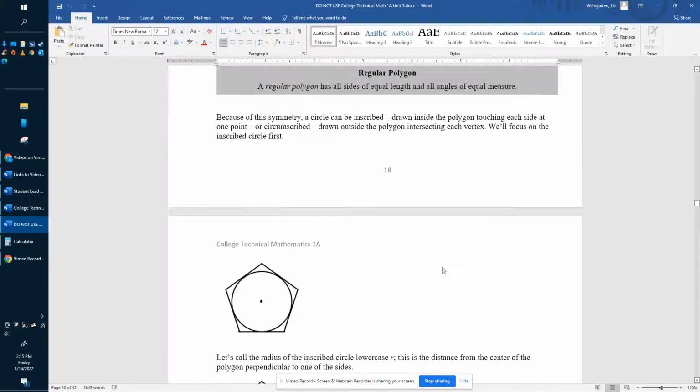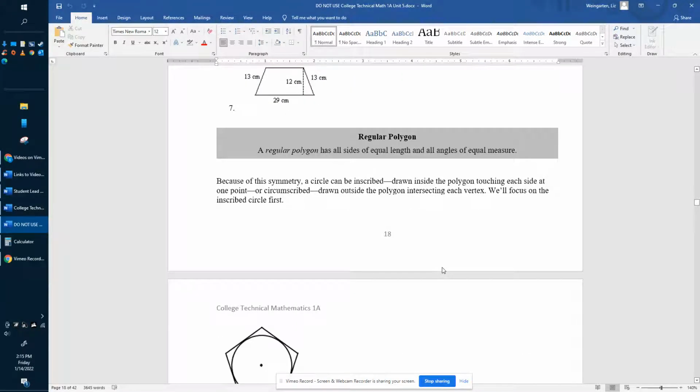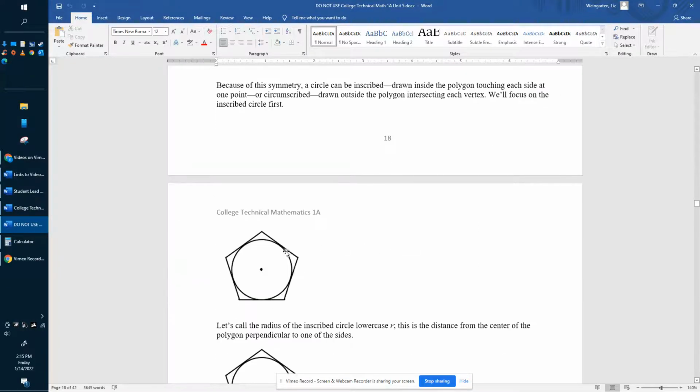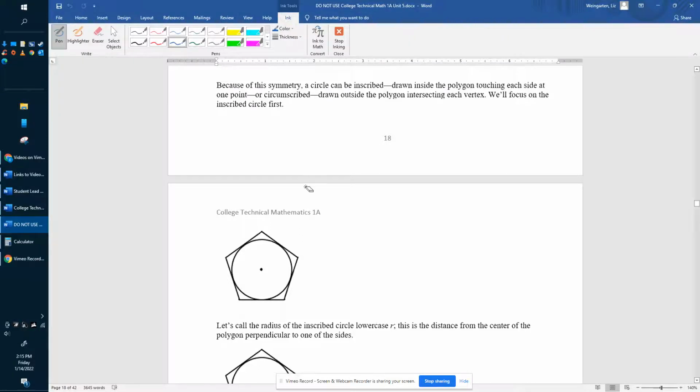Now we are going to talk about the sides of regular polygons. A regular polygon is a polygon that has all sides equal in length and all angles equal. So we can draw a circle inside of a polygon where each side of the polygon is tangent to the circle. Tangent. I'd like you to make note of this word.